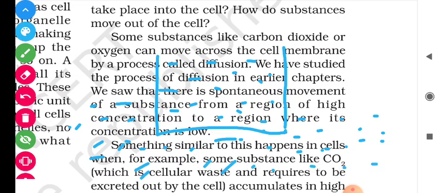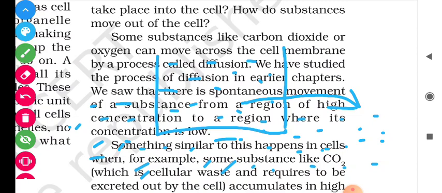So if I allow the water which is contained inside the cell to flow outside, in which direction will the water flow? Water will flow from inside to outside of the vessel.